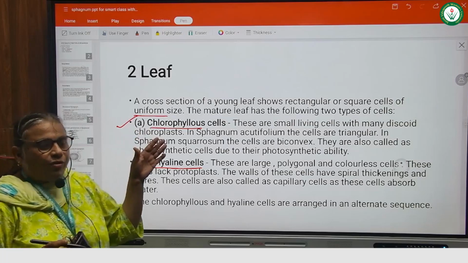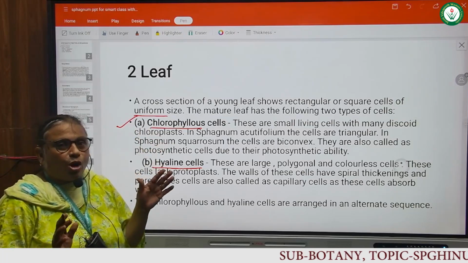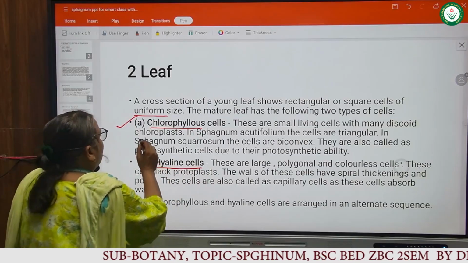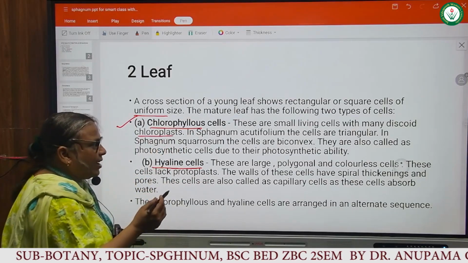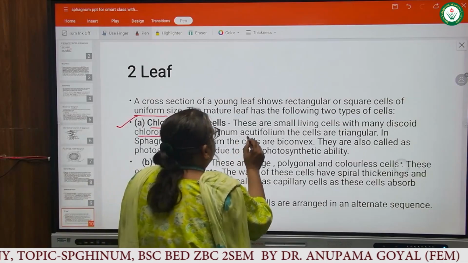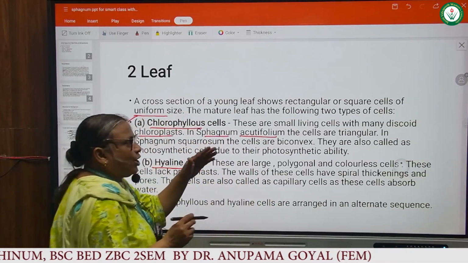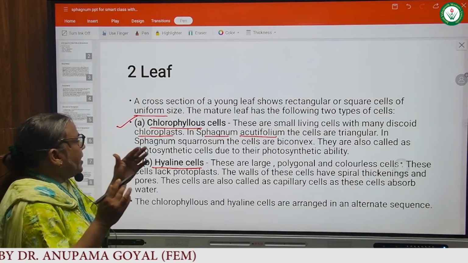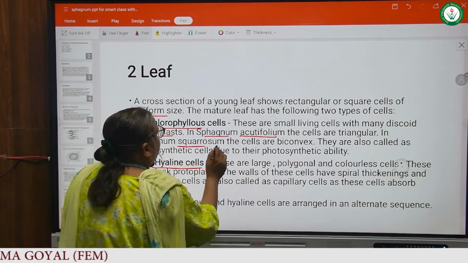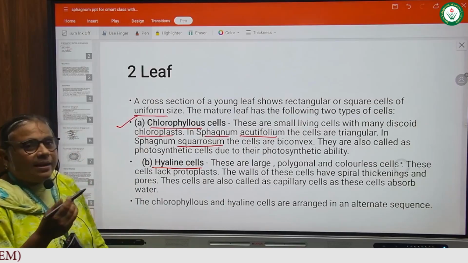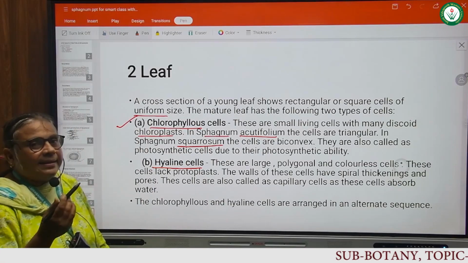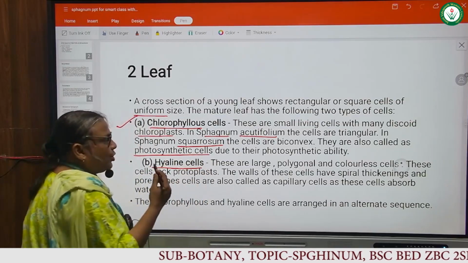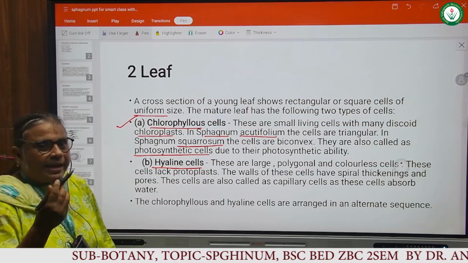So the chlorophyllous cells are small living cells with many discoid chloroplasts in Sphagnum acutifolium. In Sphagnum acutifolium, the cells are triangular. In Sphagnum squarrosum, the cells are biconvex, and they are also called photosynthetic cells due to their photosynthetic ability.